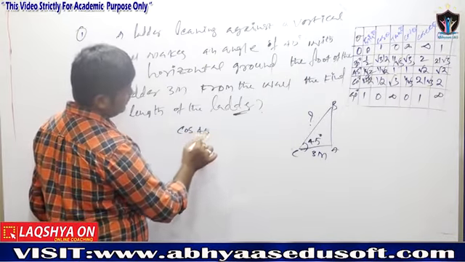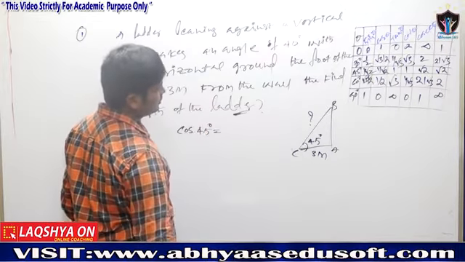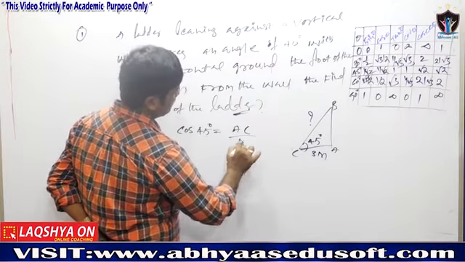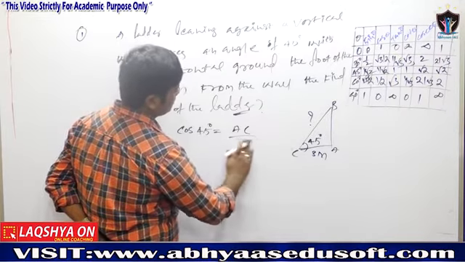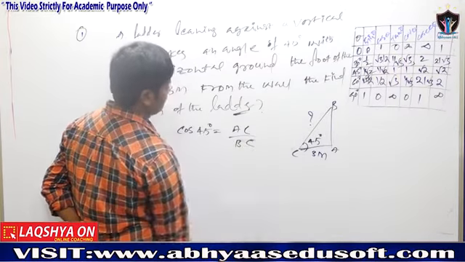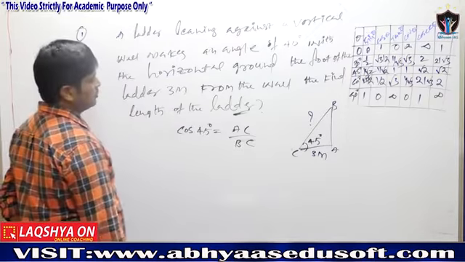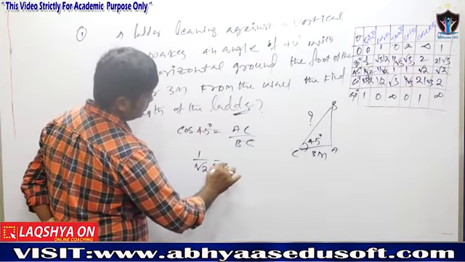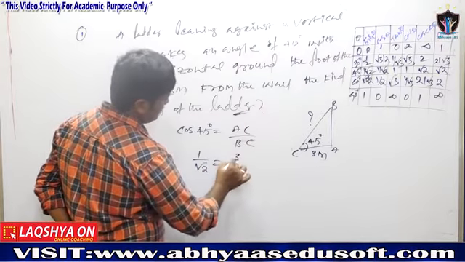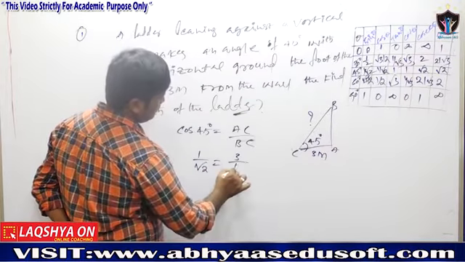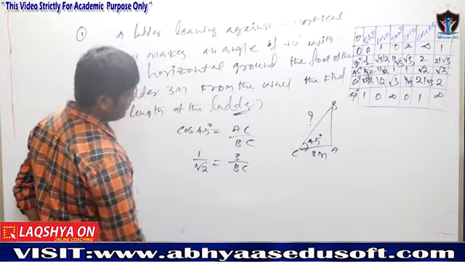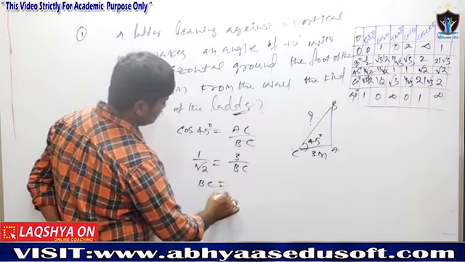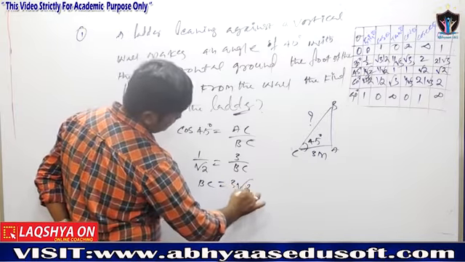Now cos 45 degrees is equal to AC by BC. So cos 45 is equal to 1 by root 2, and AC is equal to 3 meters. So 3 meters by BC. Then directly we can take BC. So here BC is equal to 3 root 2.